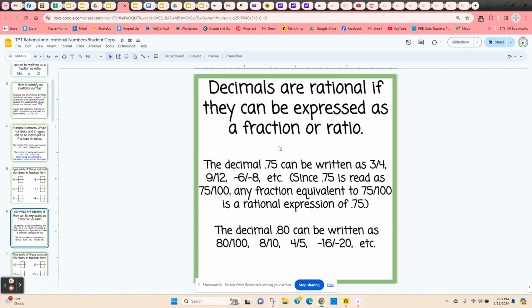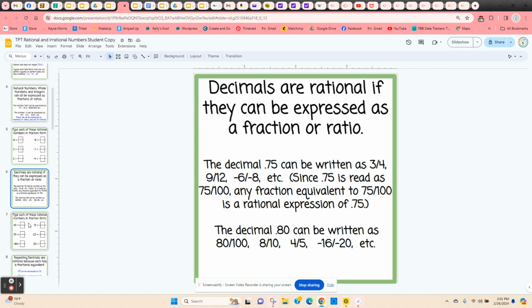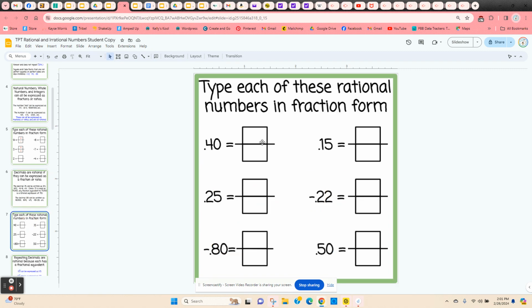Decimals are rational. They can be expressed as fractions. So for example, 75/100 can be written as 3/4. It can be written as 9/12, -6/8, etc. So those decimals are all rational. Students are going to do the same thing here. They're going to express these decimals as fractions. So there could be many different answers here.